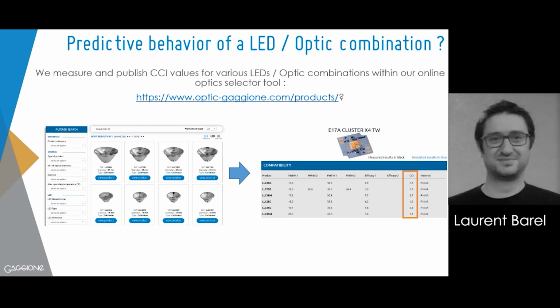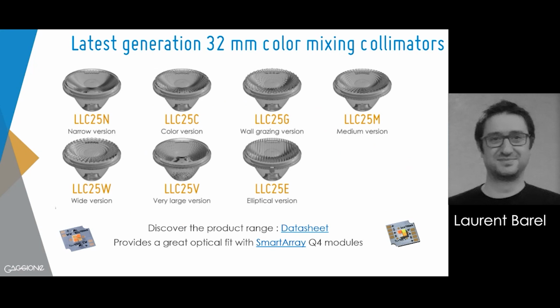So what are these LSC25, whatever you don't know about? These are our latest generation of 32mm color mixing collimators. They come in various light distributions. And as I was telling you, we are quite specialized in narrow beams and color mixing. So we usually release a bunch of narrow versions of the collimators. Here, as an example, all of these 32mm color mixing optics will be compatible and will provide great color mixing results and consistency with the Smart Array Q4 modules from Lumitronix.